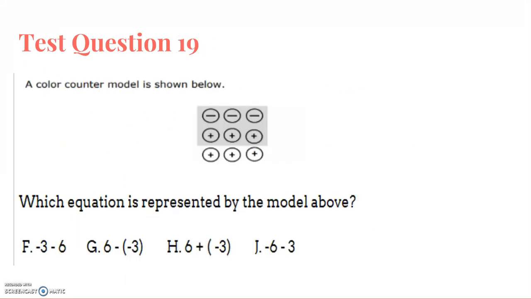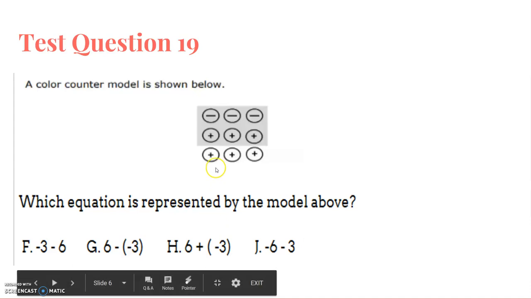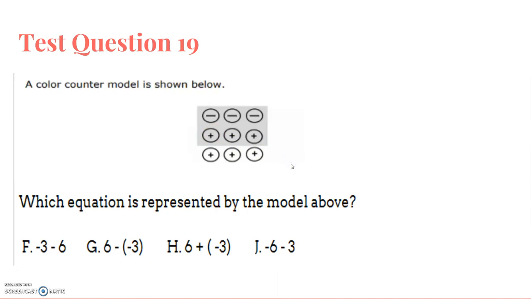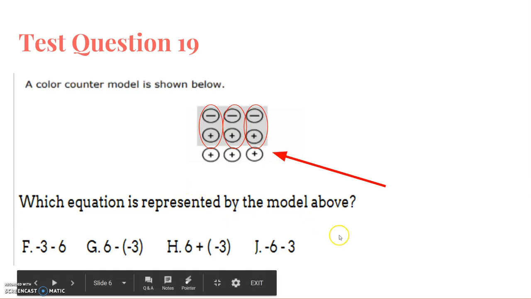Alright, and question number 19. A color counter model is shown below. Which equation is represented by the model below? If you look at the model, you will see that we have 3 negatives and we have 6 positives. In the model, we are taking away 3 sets of 0 pairs, and we are left with +3 as an answer. When you have answer choices like this, you have to work out each equation to see which one matches the model. So let's start with F.